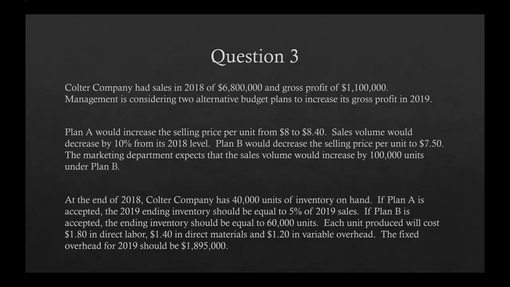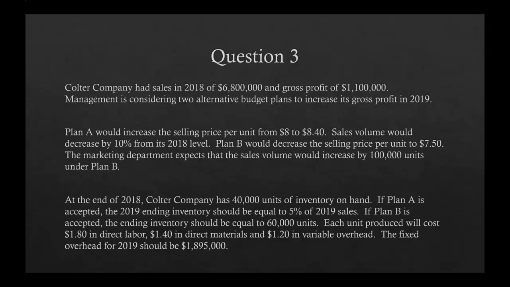Each unit produced will cost $1.80 in direct labor, $1.40 in direct materials, and $1.20 in variable overhead. The fixed overhead for 2019 should be $1,895,000, and that will be for both Plan A and Plan B.